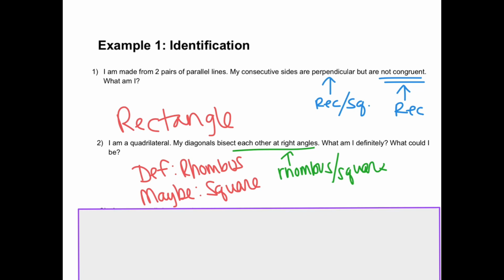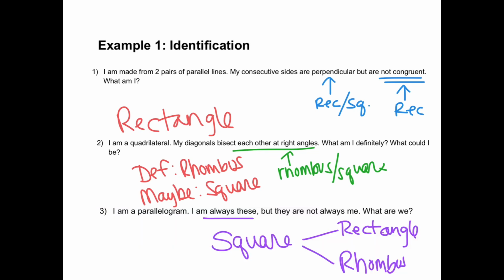And lastly, number 3 is going to be all of them. I don't suggest really writing your answer down like this. Let me just explain it in words. So a square will always be a rectangle and a rhombus. Every square is a rectangle, every square is a rhombus.